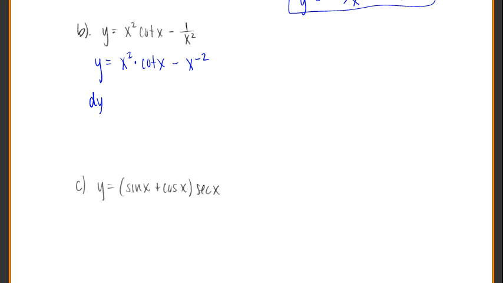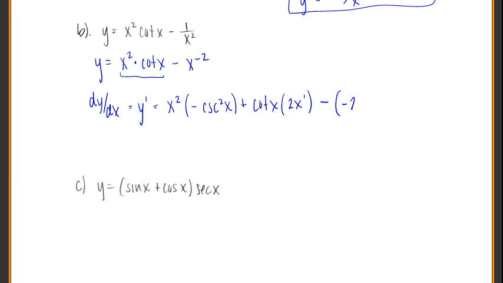So when I come in here to get the derivative, or y prime, I've got the product rule to do with this pairing right here. So it's going to be first times the derivative of the second, which is negative cosecant squared x, plus the second times the derivative of the first, so 2x to the first, and then minus, drop down that negative 2 and subtract 1 from the exponent. Okay, let's clean this up a little bit.